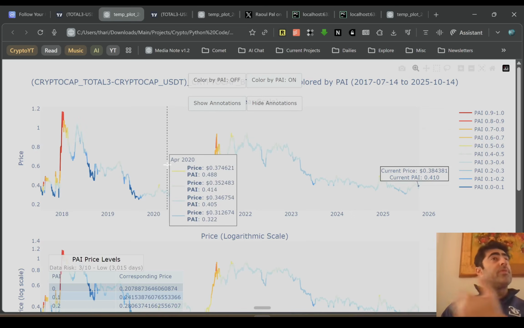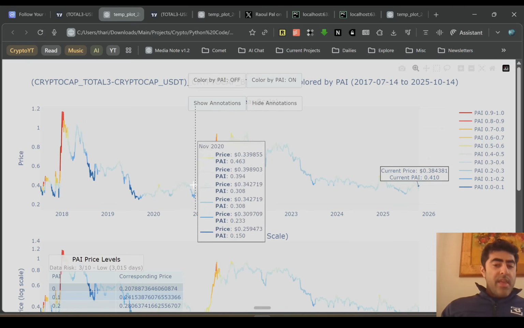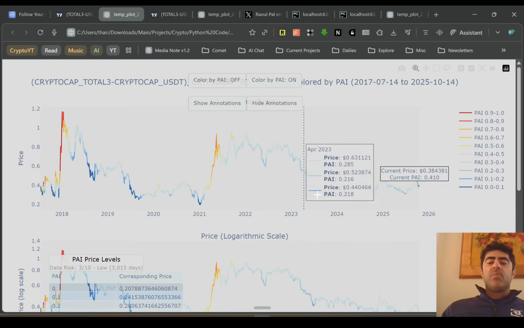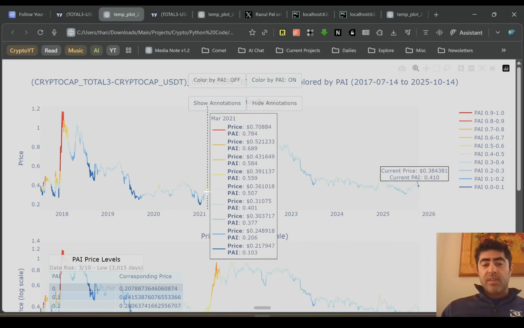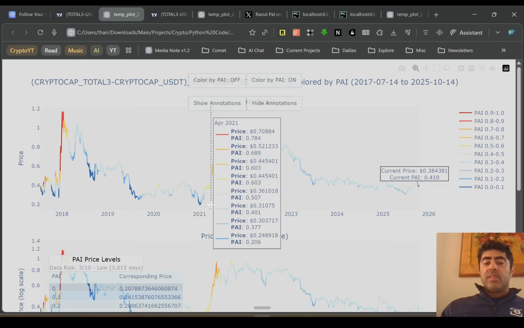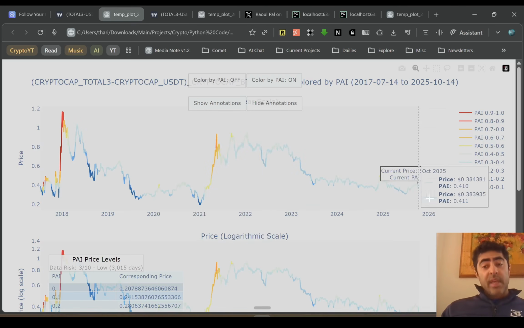That's why everyone's hoping for alt season in this quarter, because it peaks every 4 years. If we believe things repeat, then the theory goes that we should be expecting the same sort of PAI values to occur again. And we haven't had those PAI values as yet, right? If we look at those PAI values, we're now at about 0.4.